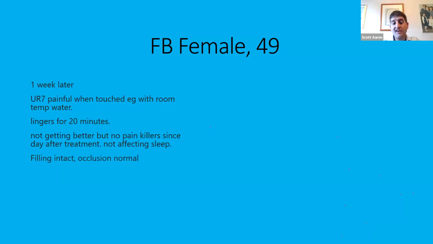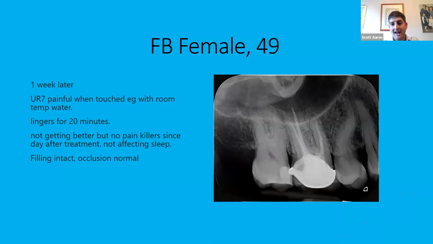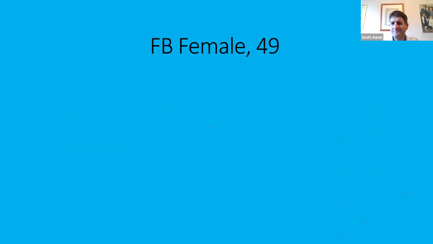So it's every day. It's not affecting her sleep. The filling is intact. I've checked that. It hasn't come out. It hasn't broken. The occlusion is normal. You check the bite at the time of the filling, but you check it again a week later. There's my x-ray. The filling is deepish, but not hideously so. We've got an RCT and crown on the 6. What's going on? Anyone want to shout out an answer?